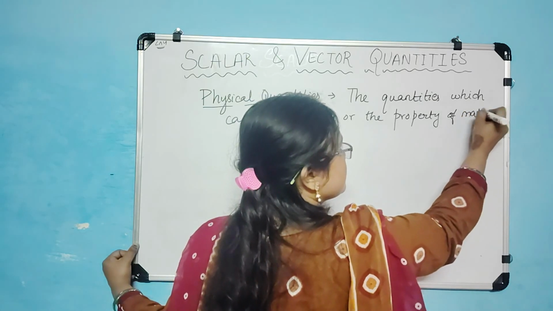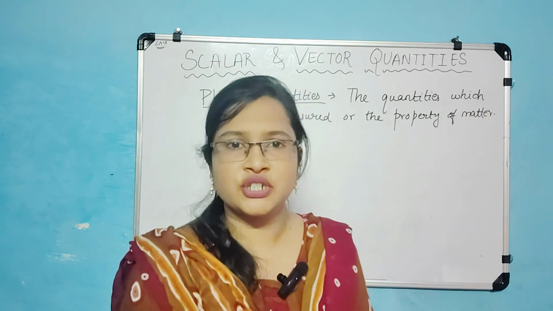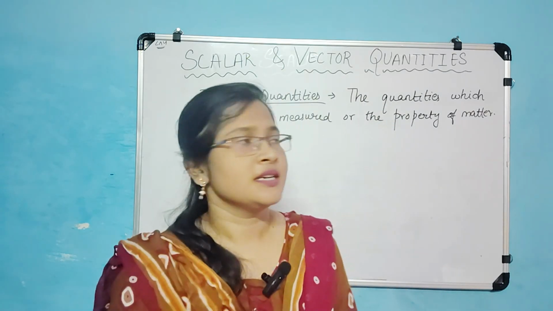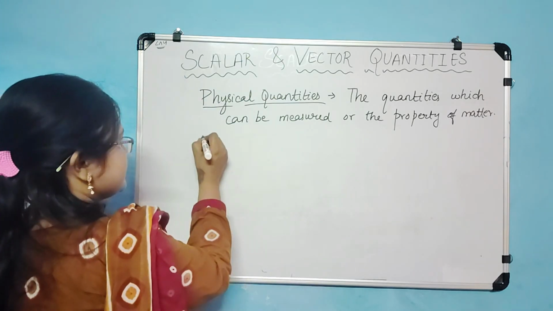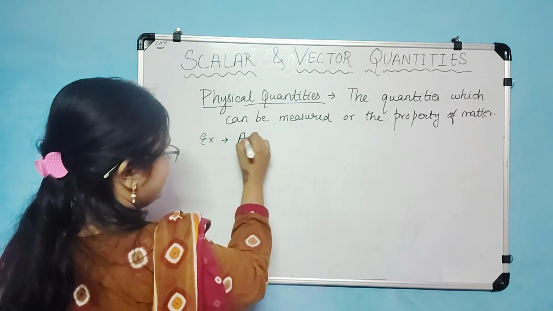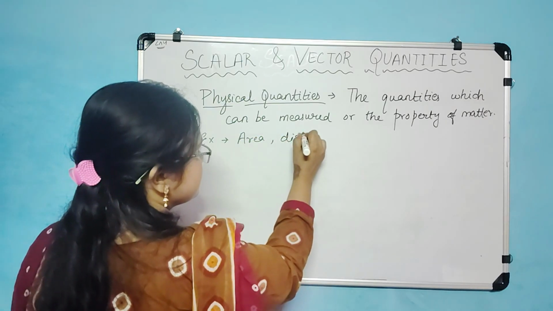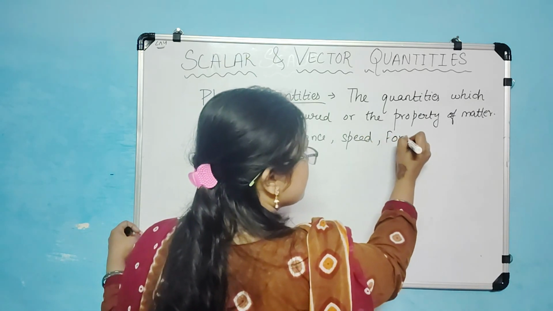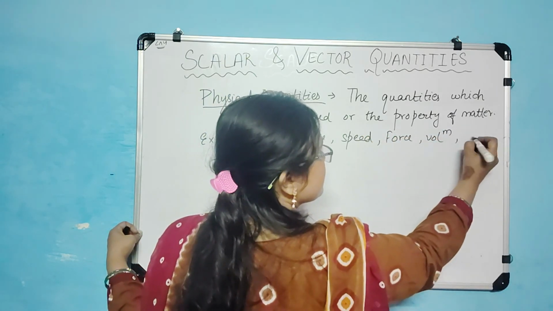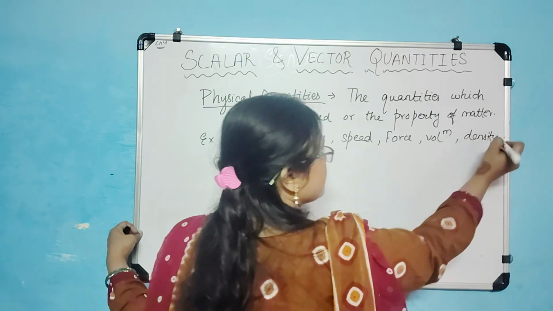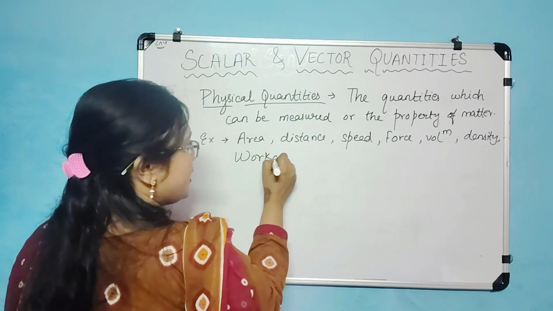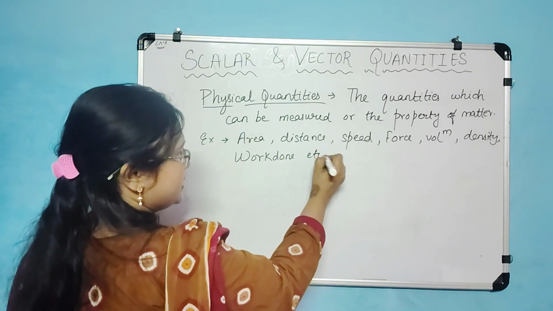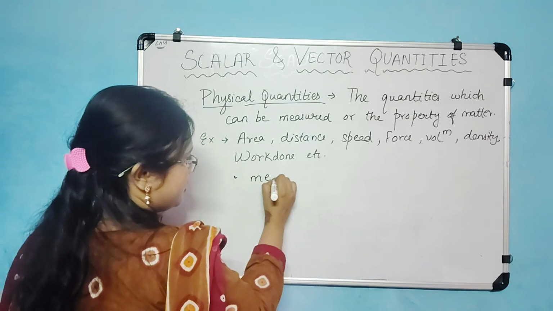For example, the size, the measurement, for example, the area, volume, density, the force applied, the pressure, these all are physical quantities. Example: area, distance, speed, force, volume, density, work done. Any physical quantities you come across in physics which can be measured are known as physical quantities.